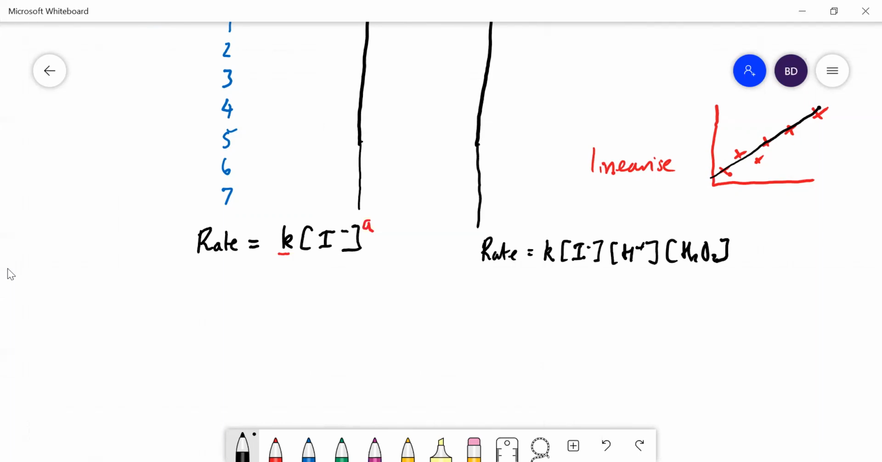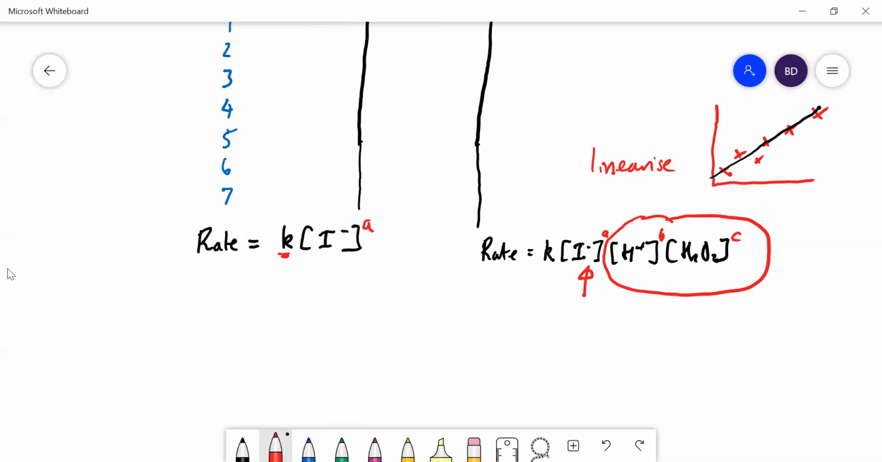But why can we say it's a constant? Because in our experiment, we don't know what the orders of these others are either, B, C, but what we do know is all of that is constant, because the only thing we changed was the I⁻ concentration. So that k there isn't strictly the rate constant, but it is a constant.